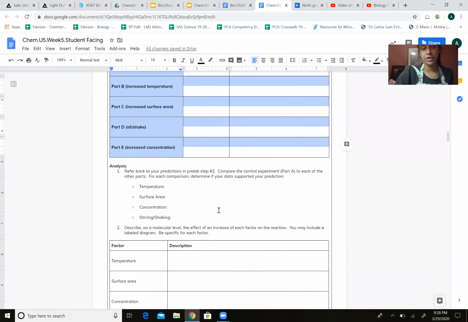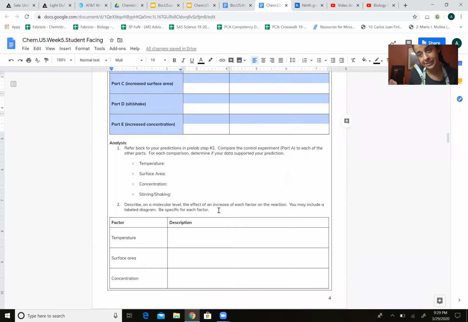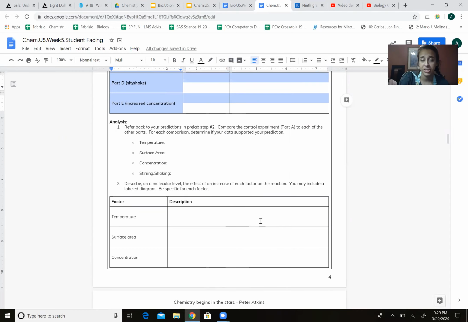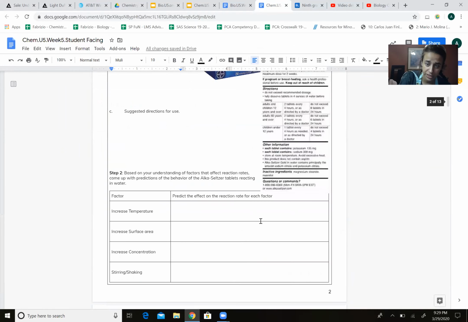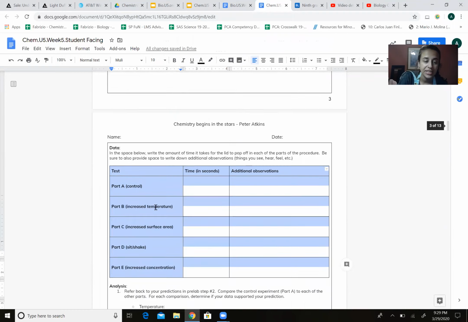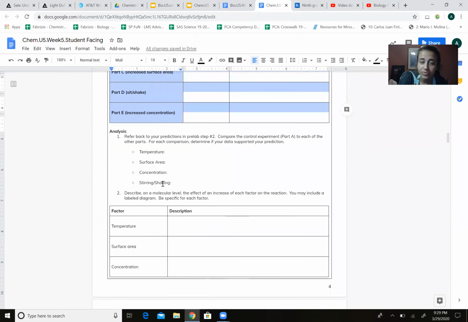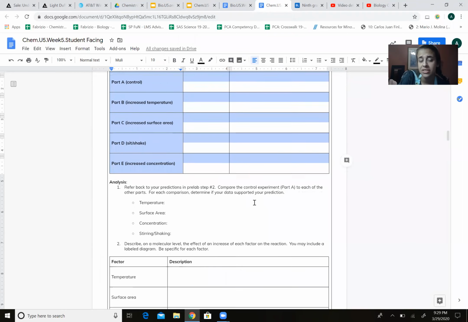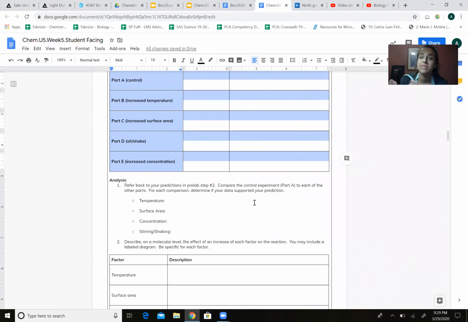So now we're going to move on to our analysis. You are going to refer back to your predictions in the pre-lab, referring to the bottom of page 2. So what you predicted for increased temperature, surface area, concentration, and stirring/shaking. You are going to compare to the control experiment, control A, meaning we didn't manipulate anything about it. That was just room temperature water with half a tablet of Alka-Seltzer, and that was it. So we didn't change any of the variables.